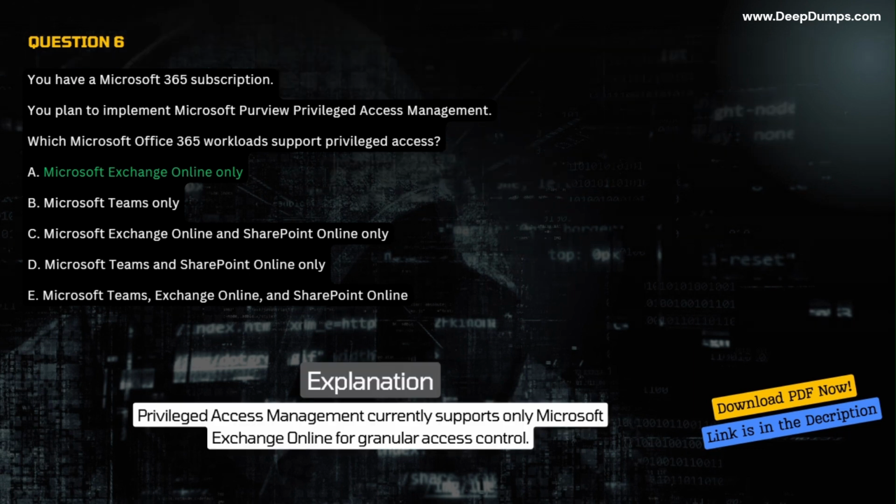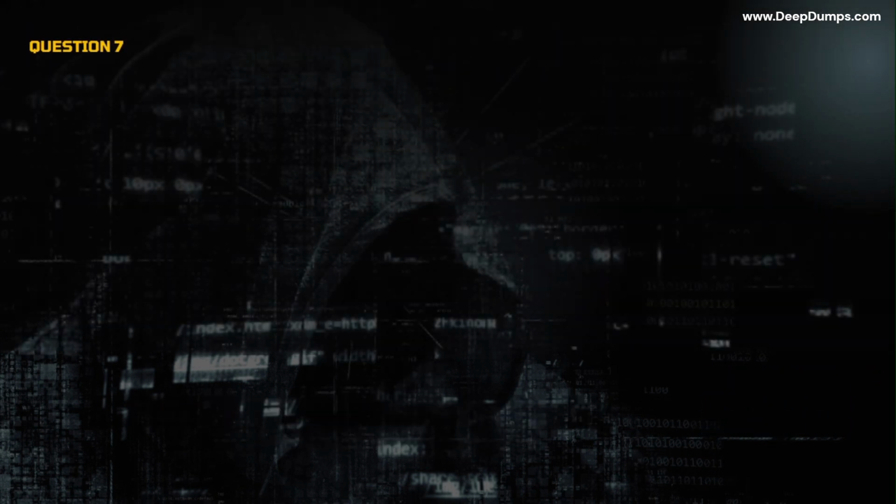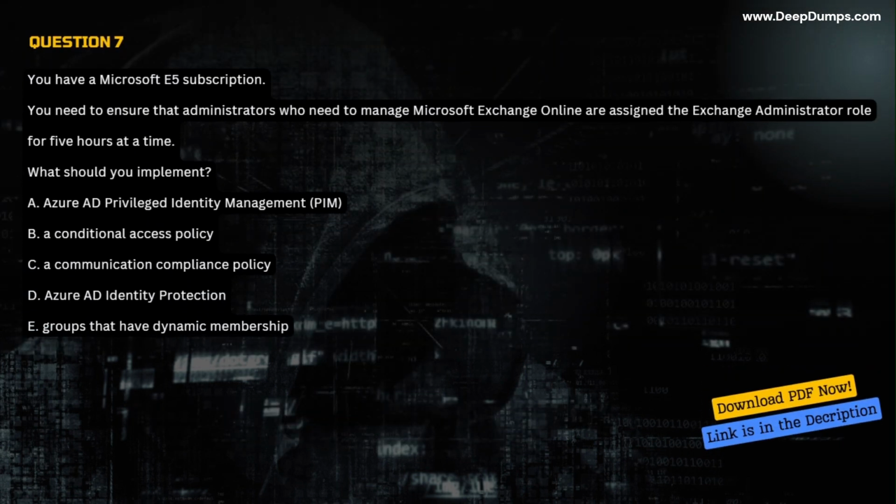Explanation. Privileged Access Management currently supports only Microsoft Exchange Online for granular access control. Question 7. You have a Microsoft E5 subscription. You need to ensure that administrators who need to manage Microsoft Exchange Online are assigned the Exchange Administrator role for 5 hours at a time.